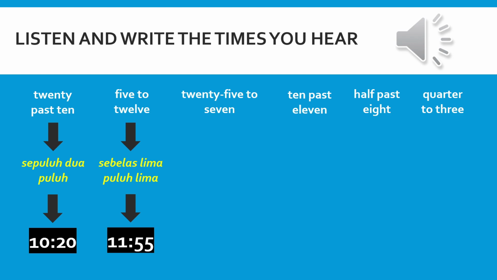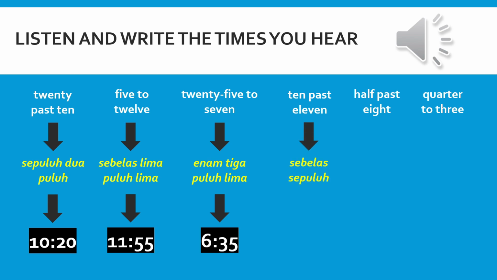Next, 25 to 7, it means 6.35. 25 minutes to 7. 25 minit untuk sampai pukul 7. Therefore, it is written as 6:35. 10 past 11. It is already 11 o'clock. So, in BM, we should say it as 11:10. 10 minutes after 11. Therefore, we should write it as 11:10.